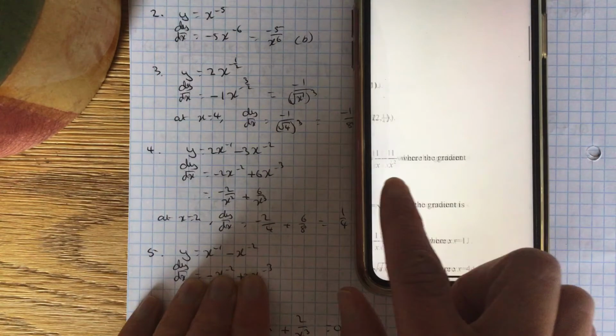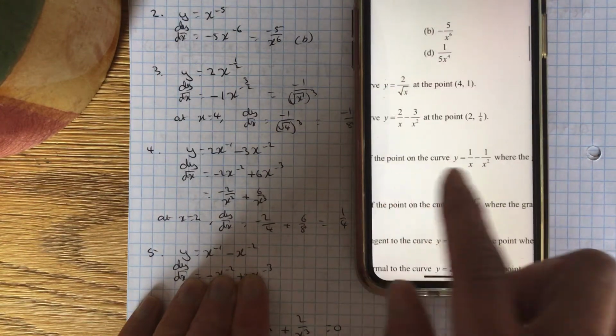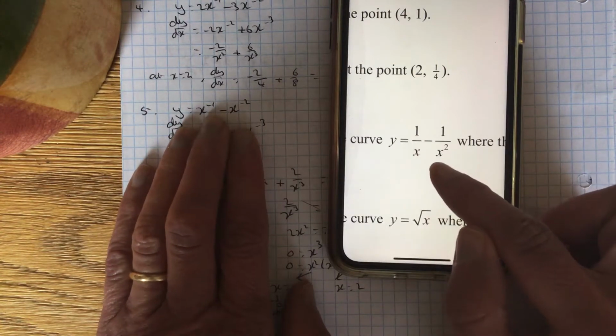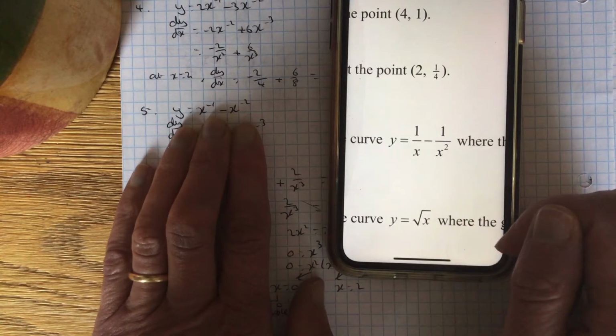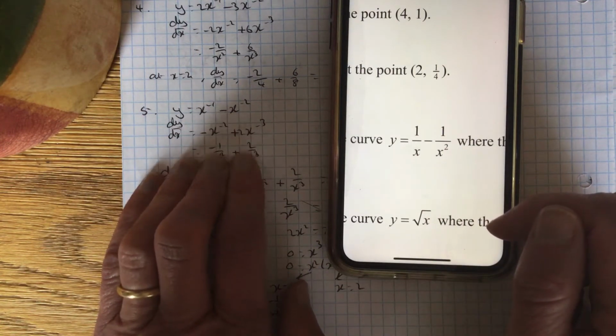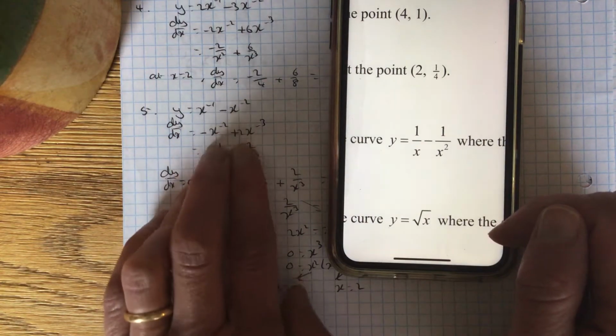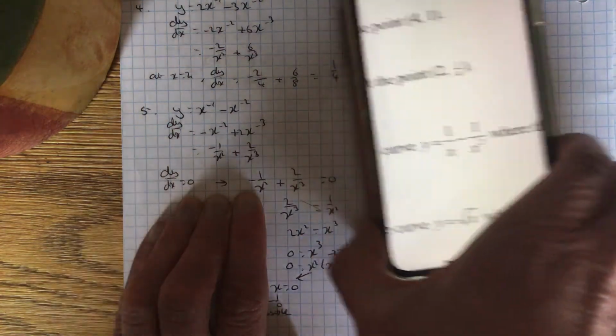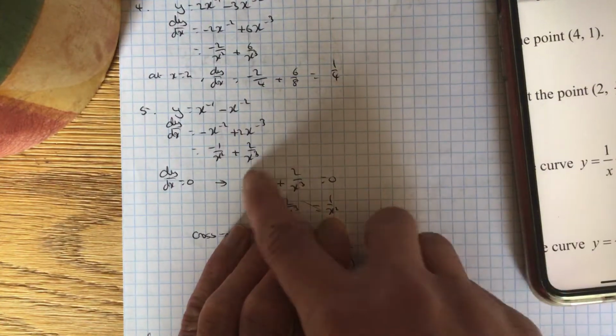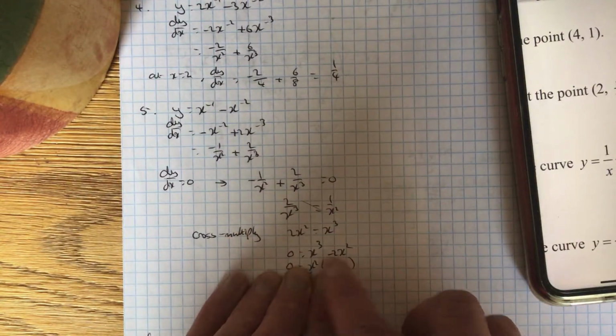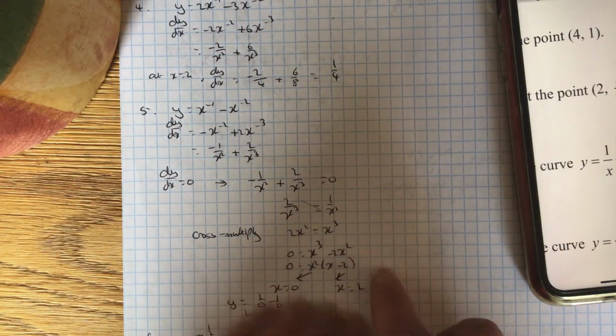Number 5, it's told you the gradient is 0, so it's a turning point. Again, bring that x up, so x to the minus 1, bring that x up, x to the minus 2, differentiate it. I tidied it up and put the x's back in the bottom line. Put it equal to 0. Bring that over and then cross multiply. And you can see me bringing stuff over.